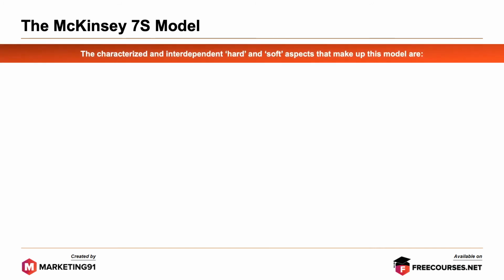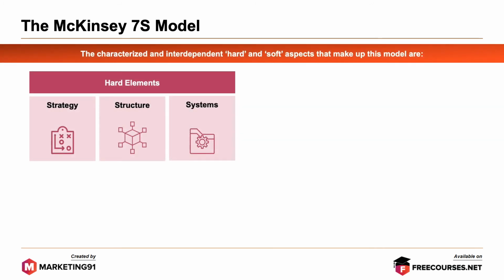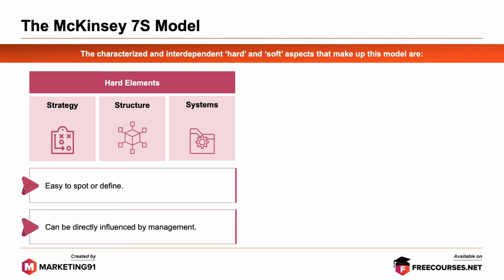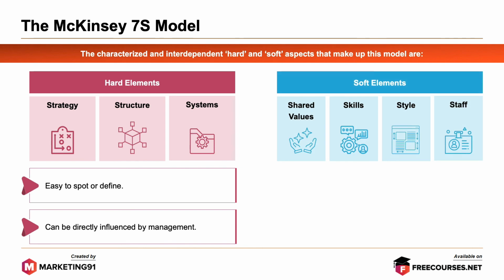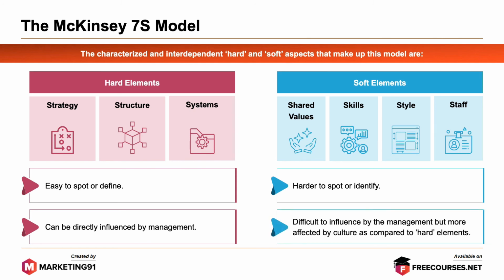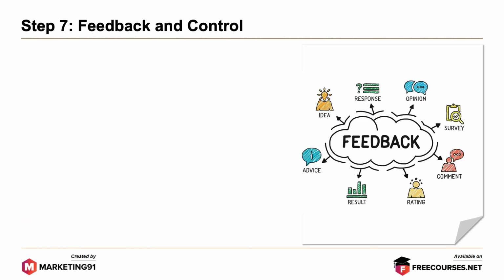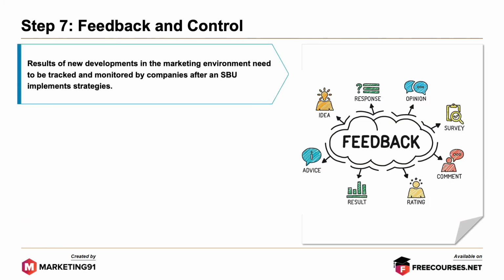The interdependent hard and soft aspects that make up this model are: under the hard elements, we have strategy, structure, and systems, which are easy to spot or define and can be directly influenced by the management. And under soft elements are shared values, skills, style, and staff. They're hard to spot or identify and very difficult to influence by the management, but more affected by culture as compared to hard elements.